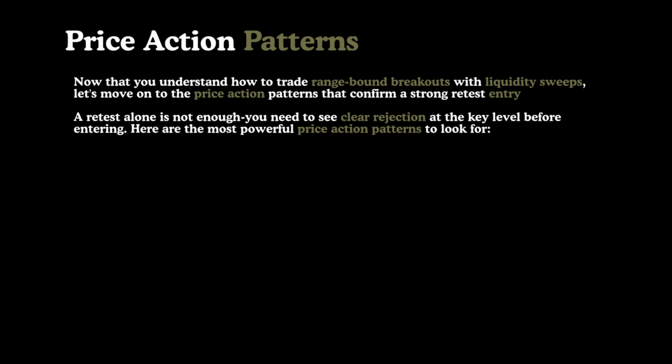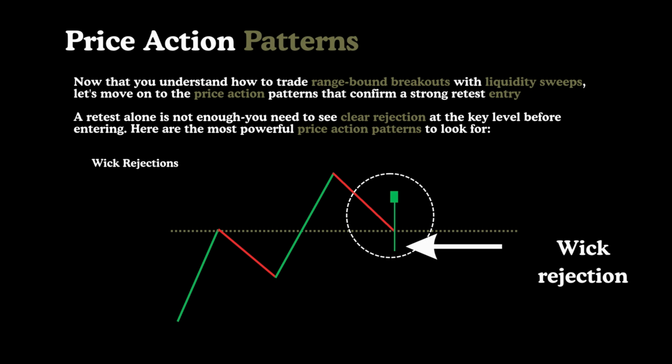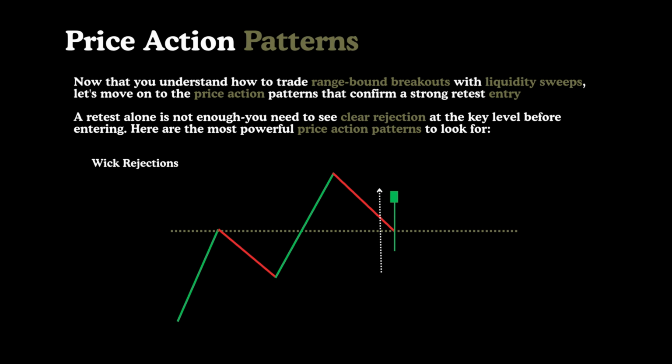The first pattern to pay attention to is known as wick rejections. When price revisits a critical level, one of the clearest signs of rejection is the presence of long wicks. This occurs when price attempts to break a level but gets snapped back quickly, leaving a visible wick. Why are wick rejections important? They reflect strong refusal. The market tries to push through a zone but fails, showing buyers or sellers are defending it. They also expose liquidity traps. Often smart money runs stops and reverses direction, leaving behind a wick that marks where others got trapped.